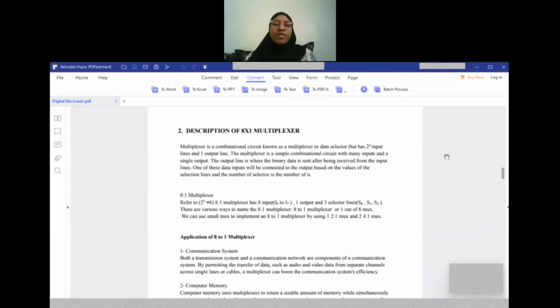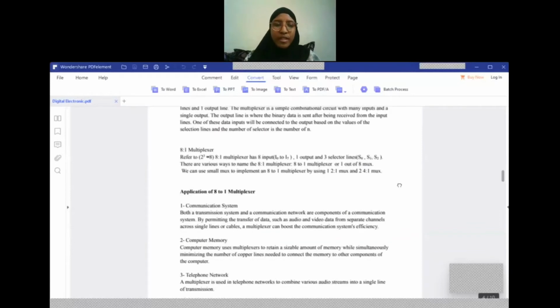Now we will talk about the 8 to 1 multiplexer. Referring to 2 to the power of 3 equals 8, an 8 to 1 multiplexer has 8 inputs from I0 to I7, 1 output, and 3 data selector lines, S0, S1, and S2. There are various ways to name the 8 to 1 multiplexer, as shown here.